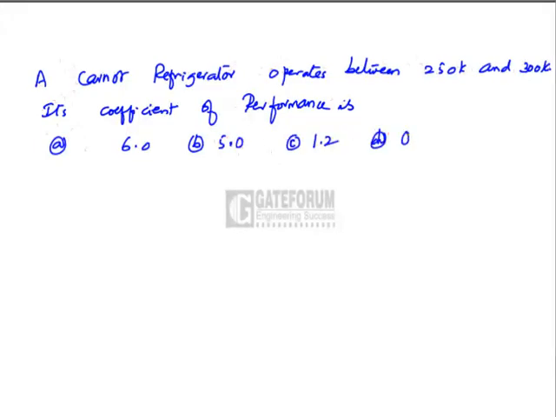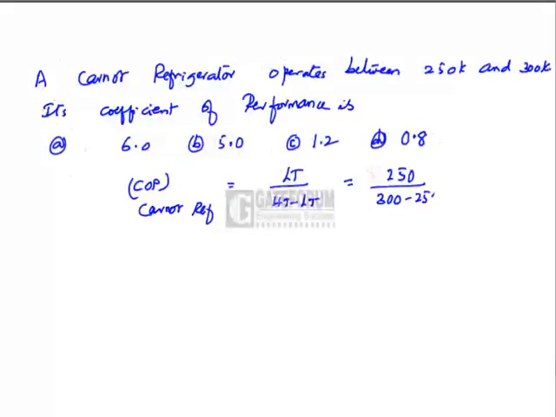1.2, B 0.8. The COP of Carnot refrigerator is equal to low temperature divided by high temperature minus low temperature, all temperatures in Kelvin. That is 250 divided by 300 minus 250. The value would be 250 divided by 50. Answer is 5.